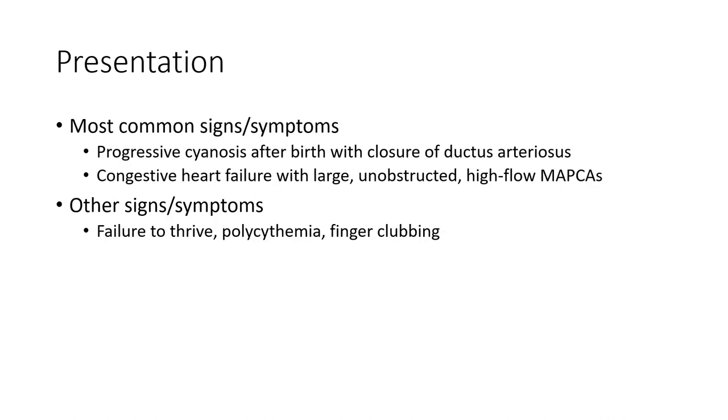Most common signs and symptoms: progressive cyanosis after birth with closure of the ductus arteriosus, congestive heart failure with large and unobstructed high flow MAPCAs. Other signs and symptoms: failure to thrive, polycythemia, finger clubbing.